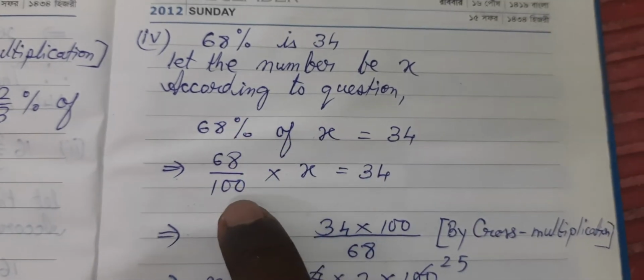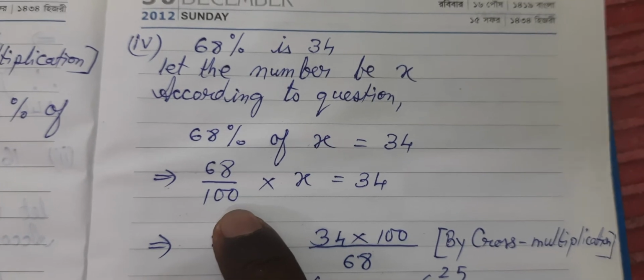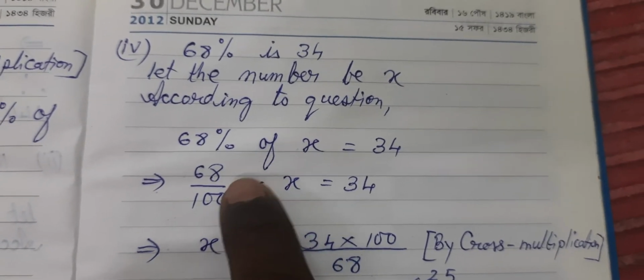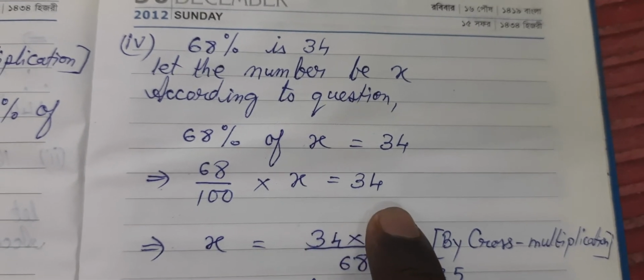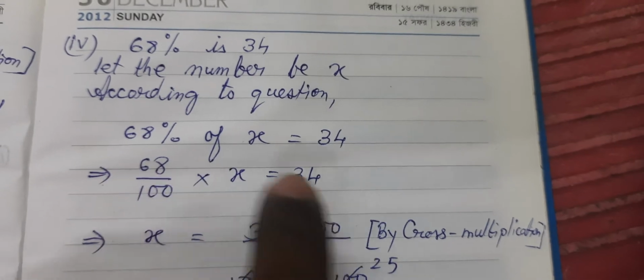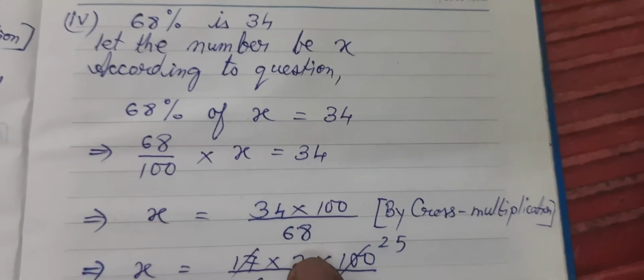To remove the percentage, we divide by 100. So 68 by 100. Of means multiplication, so 68 by 100 into x equals 34. Again over here also we do cross multiplication: 100 goes to this side, and 68 goes to the denominator.